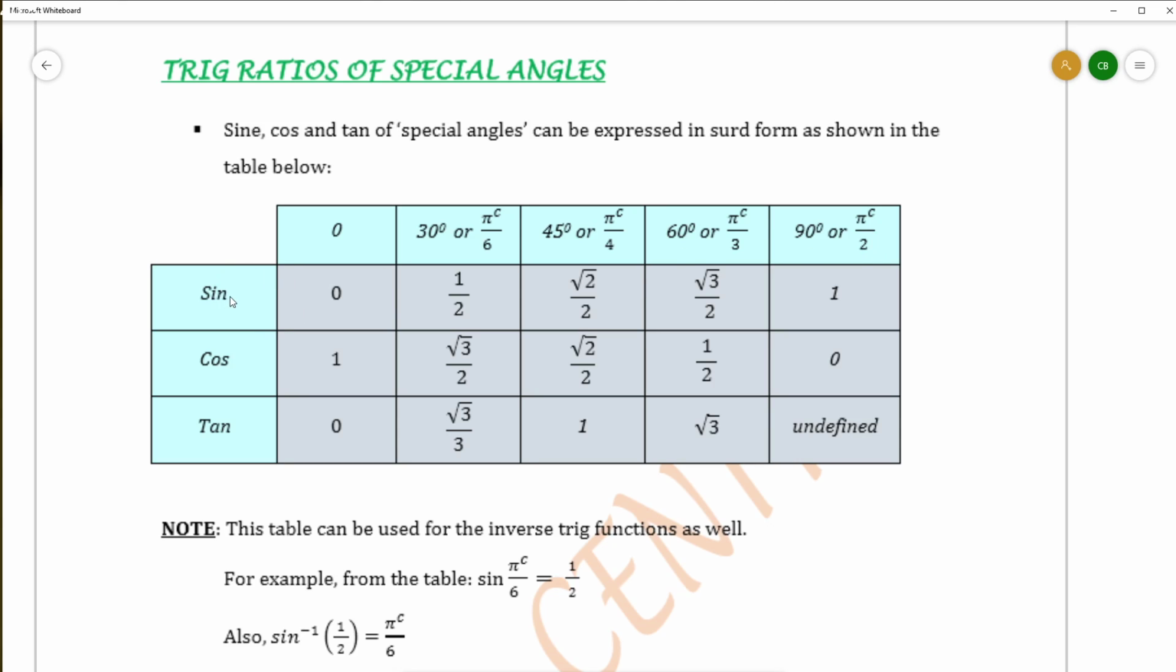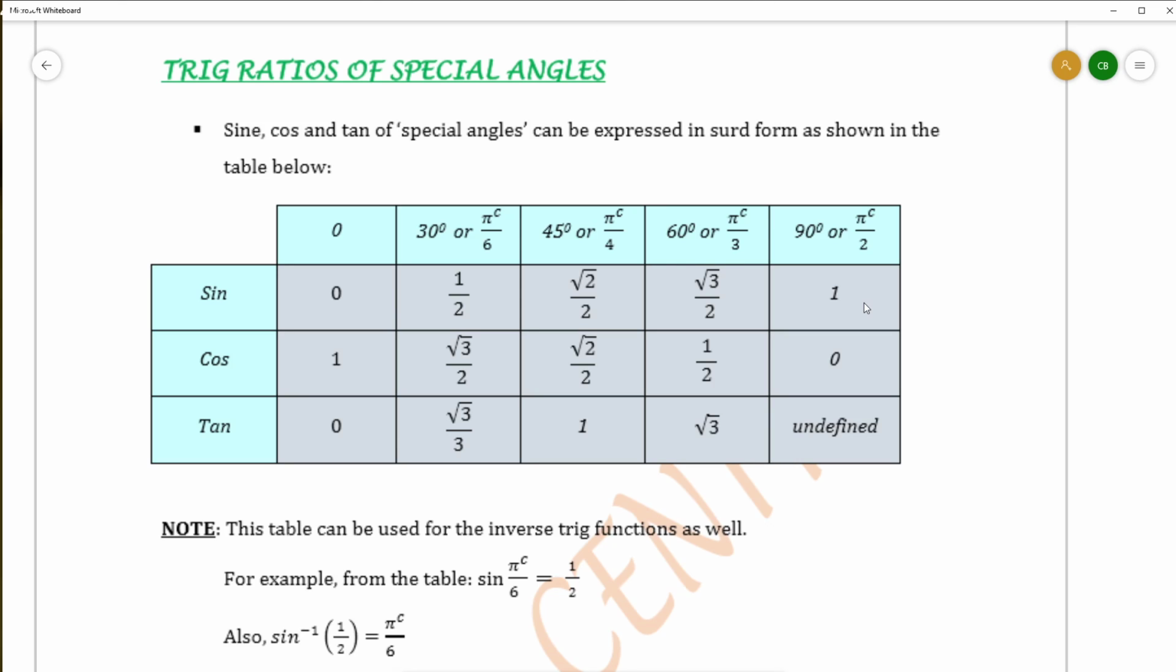So this table is read as sine of 0 would give 0, sine of 30 degrees would give a half, or the same, sine of pi over 6 radians would give a half. Sine of 45 degrees would give us root 2 over 2. Sine of pi over 4 radians would be root 2 over 2, since 45 degrees and pi over 4 radians would be the same. Sine of 60 degrees is root 3 over 2. Similarly, sine of pi over 3 radians would also be root 3 over 2. And then sine of 90 degrees is 1, or sine of pi over 2 radians is 1.